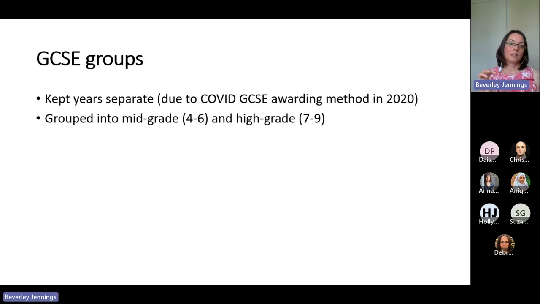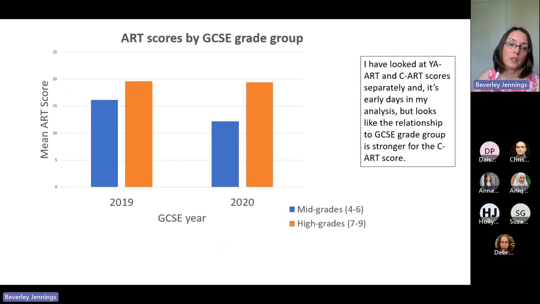So I've kept the years separate due to the COVID GCSE awarding method, and I grouped them into whether they got a mid grade, grades 4 to 6, or a high grade, and then looked at the relationship between that and their ARP score. So in 2019, the mid grade group had a lower mean ARP score than the high grade group, and the mid grade group in 2020 also had a lower mean ARP score than the high grade group. So I do have a relationship between those things.